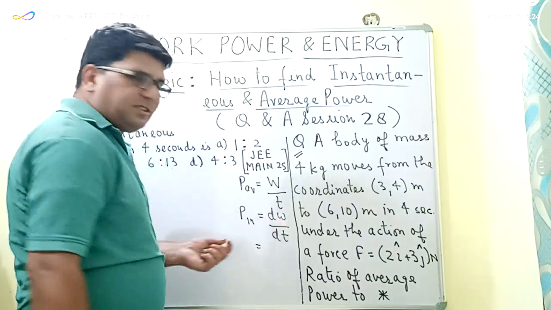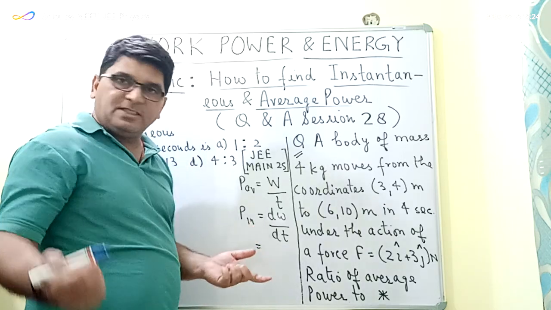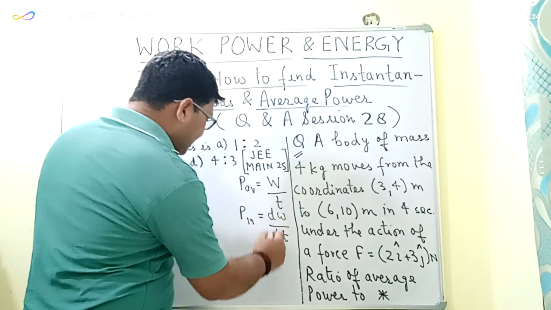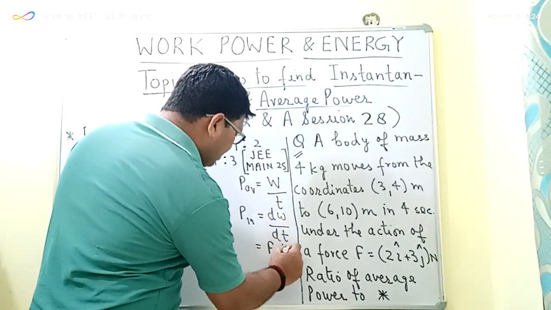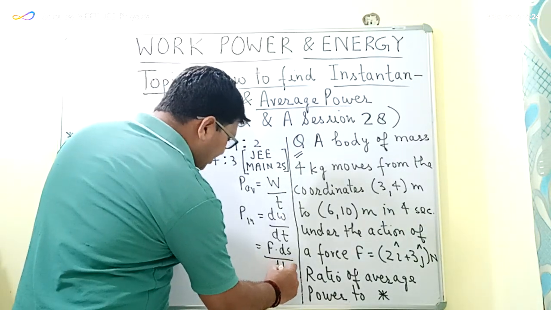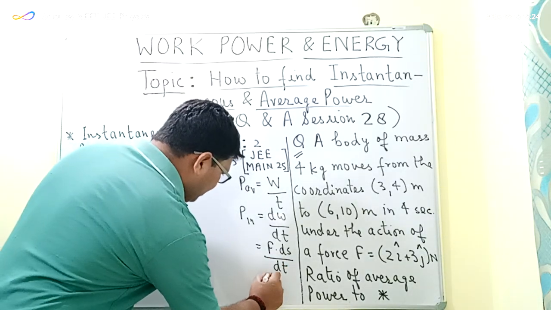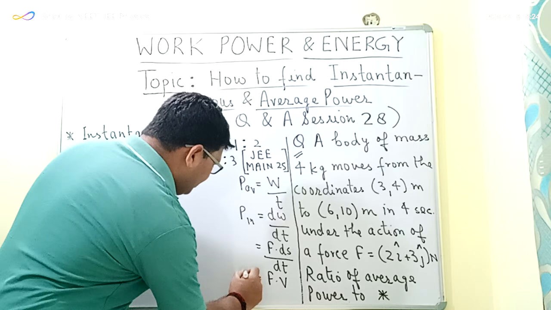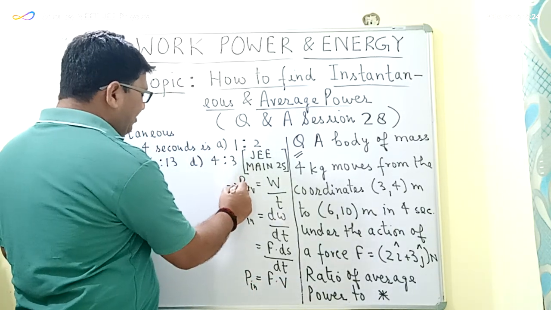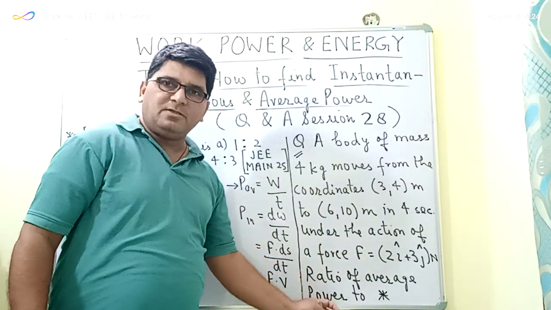Now dW is what? It is the small amount of work done in case of a very small displacement, say ds. So if the displacement is ds, then the work done dW will be equal to F dot ds, which is the standard formula, divided by dt. Now F is the applied force, and ds upon dt is the instantaneous velocity, so F dot v. So the instantaneous power is equal to F dot v, and the average power is equal to total work done divided by the total time interval. These are the two important formulas which will be utilized in this question.